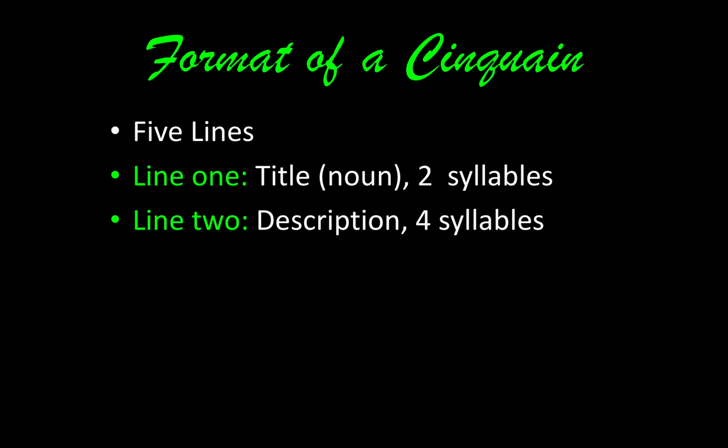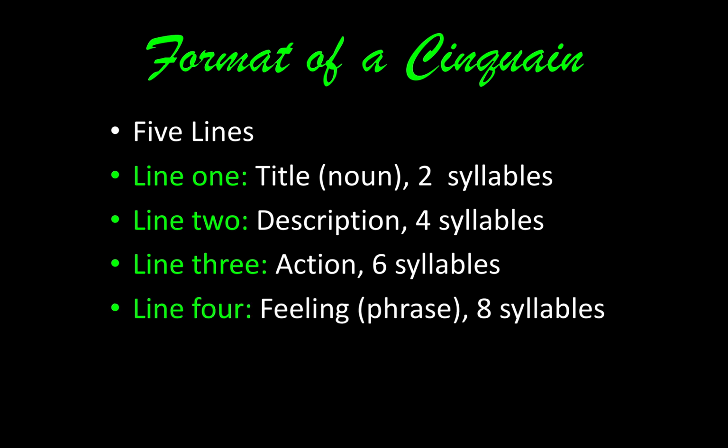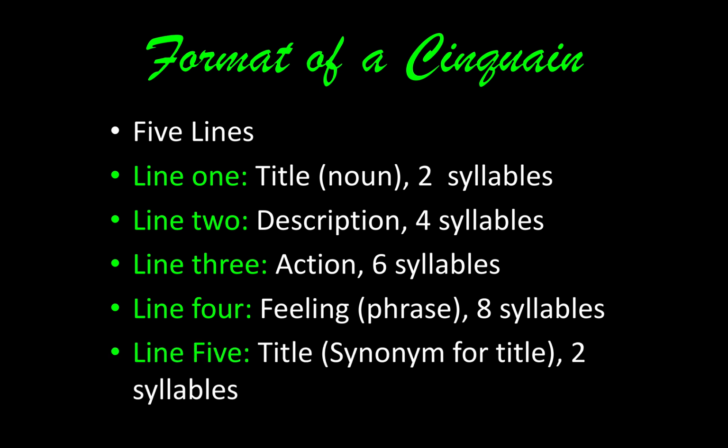And remember, syllables are the different sounds within a word. In line 3, you're going to use an action, so that's going to be 6 syllables. Line 4 is going to be a feeling, usually in the form of a phrase, and that's going to be 8 syllables. And our very last one is going to be repeating the title, but using a synonym, which means a word that means exactly the same thing, but a different word. And that's going to be 2 syllables.